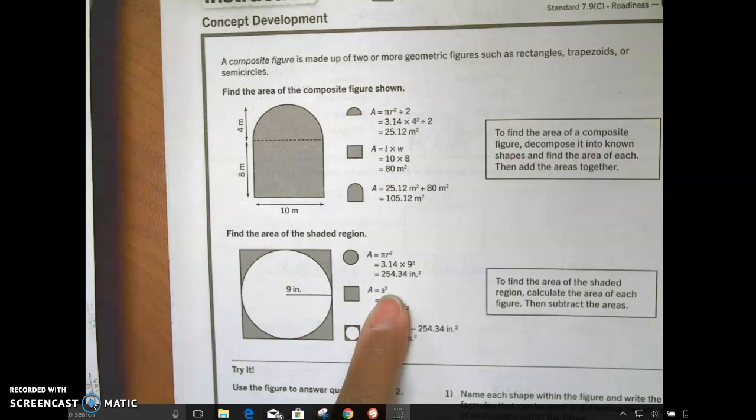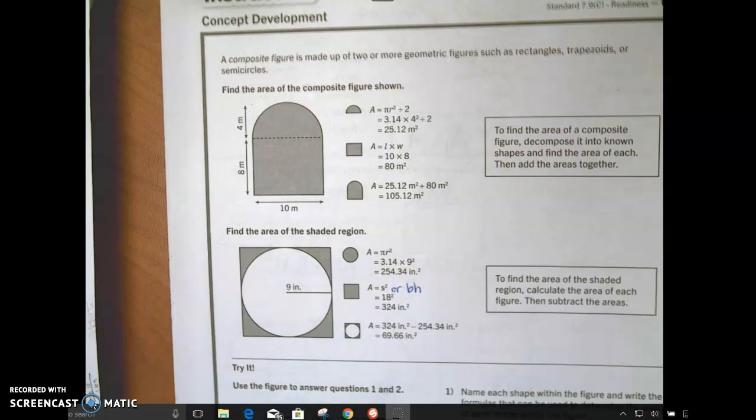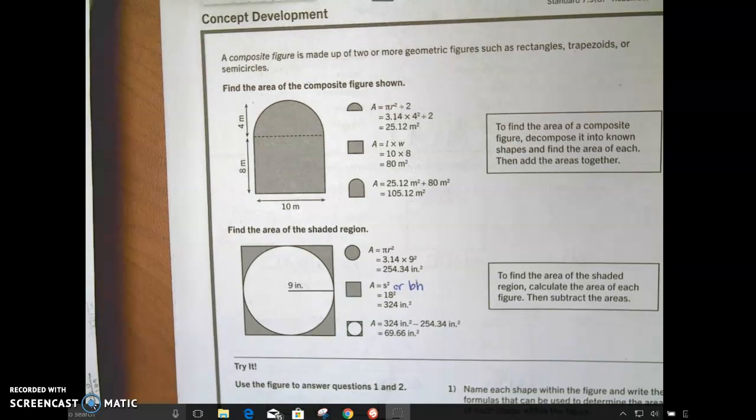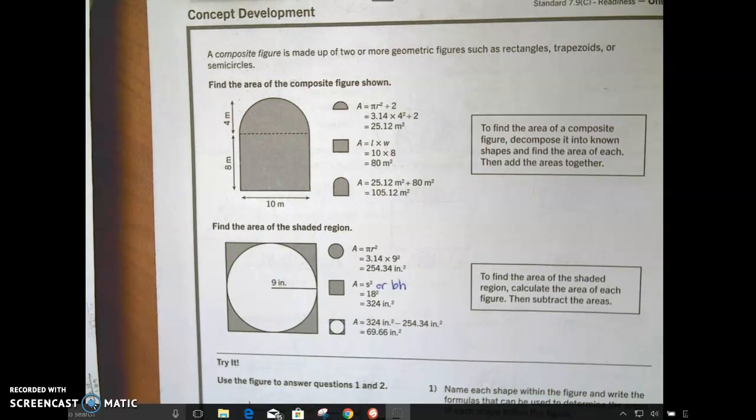Then they found the area of the square, which is side times side, or base times height. Okay, 18 squared. Now, how did they get 18 squared? Because they don't have it labeled here. They multiply 9 by 2. Okay, why would they multiply 9 by 2?